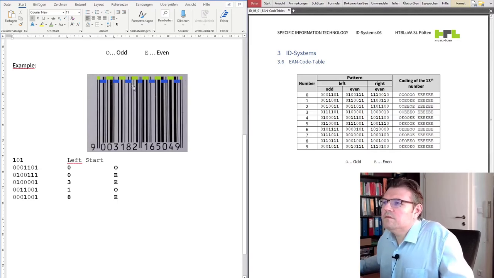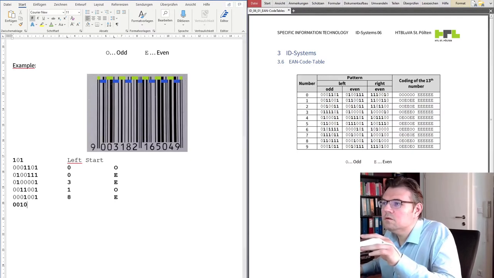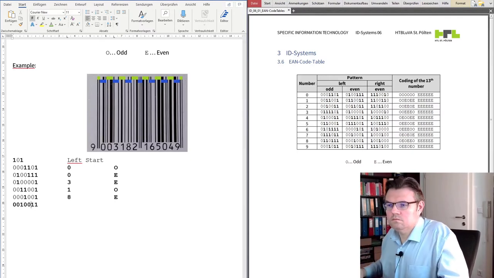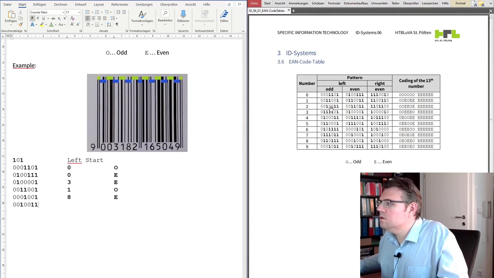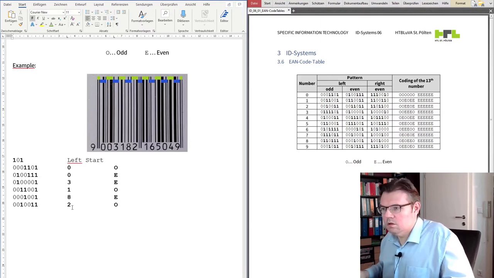And then we have 0 0 0 1 0 0 1 1, probably. This is an odd code, only 3 ones. 0 0 1 0 0 1 1 must be 2. Oh, that's easy. Odd.